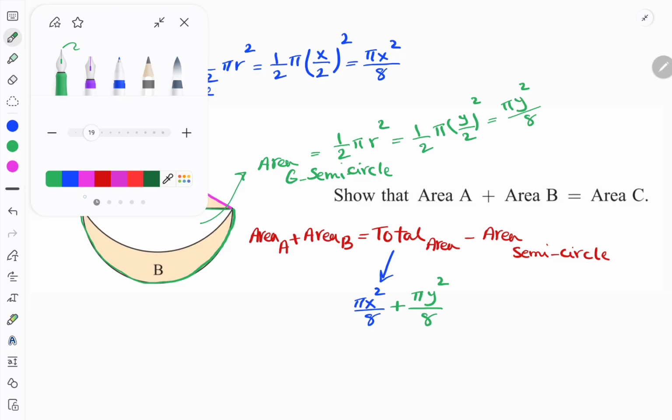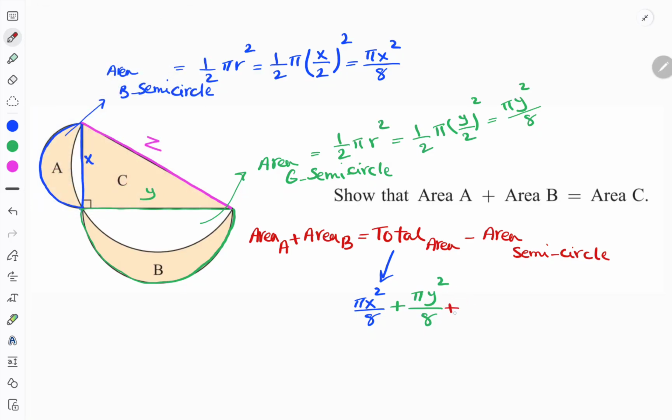Okay, so let me use this color, plus area of C. Okay, so this is called total area, all of them. Let me use parentheses. Okay, and how about area of this semicircle? Another semicircle that we have is this one, the biggest semicircle with diameter Z.